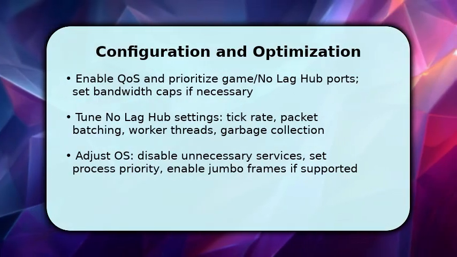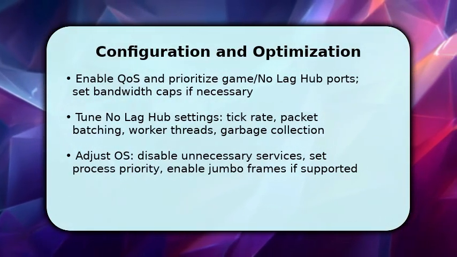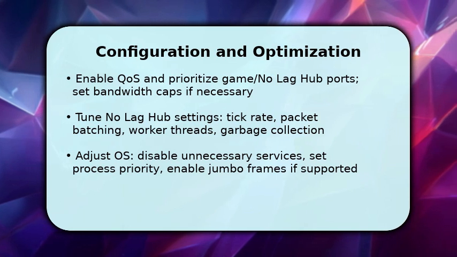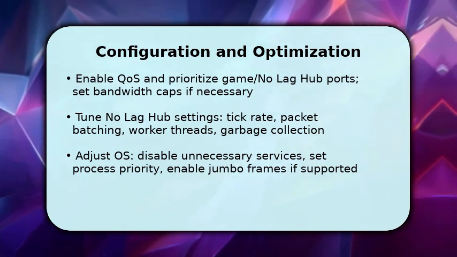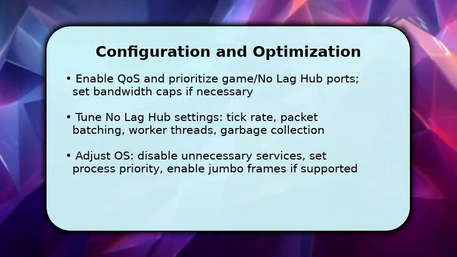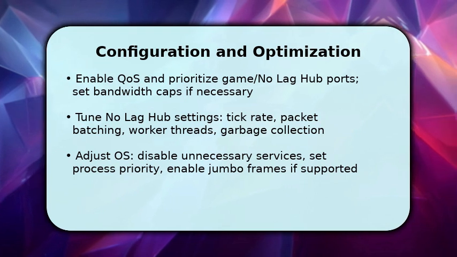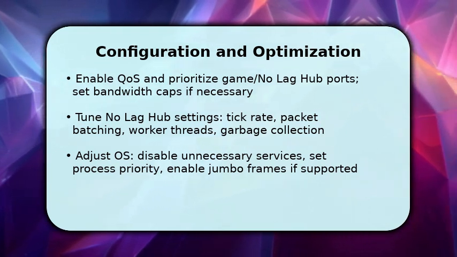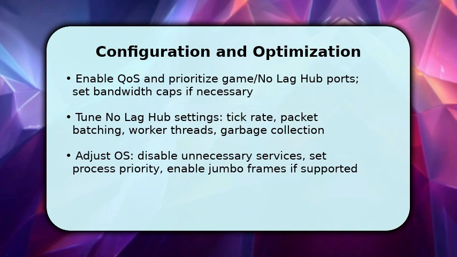Now tune both network and application settings together. Configure router CoS to prioritize the hub's ports and limit background traffic. This reduces contention. Inside No Lagg Hub, lower tick rate only if clients are fine, enable packet batching, and set worker threads to match CPU cores for throughput.